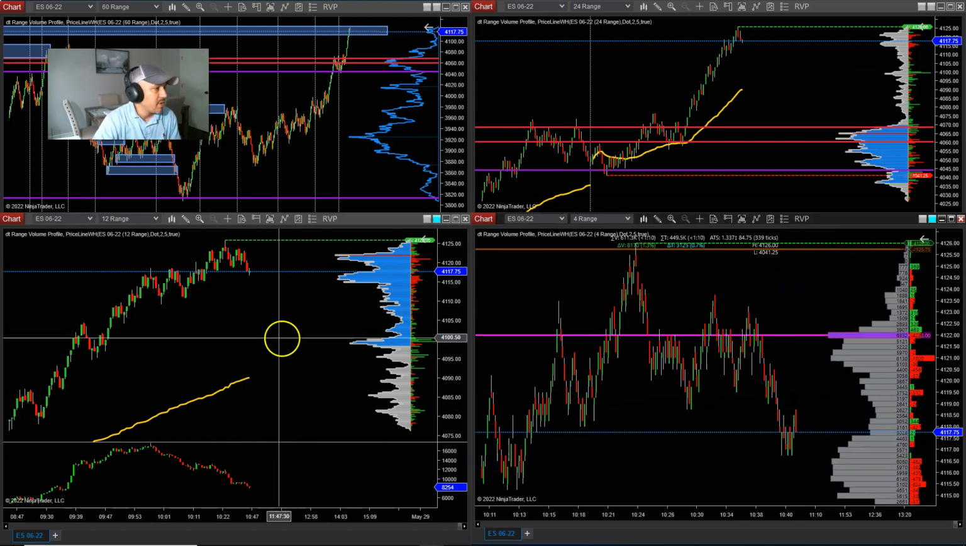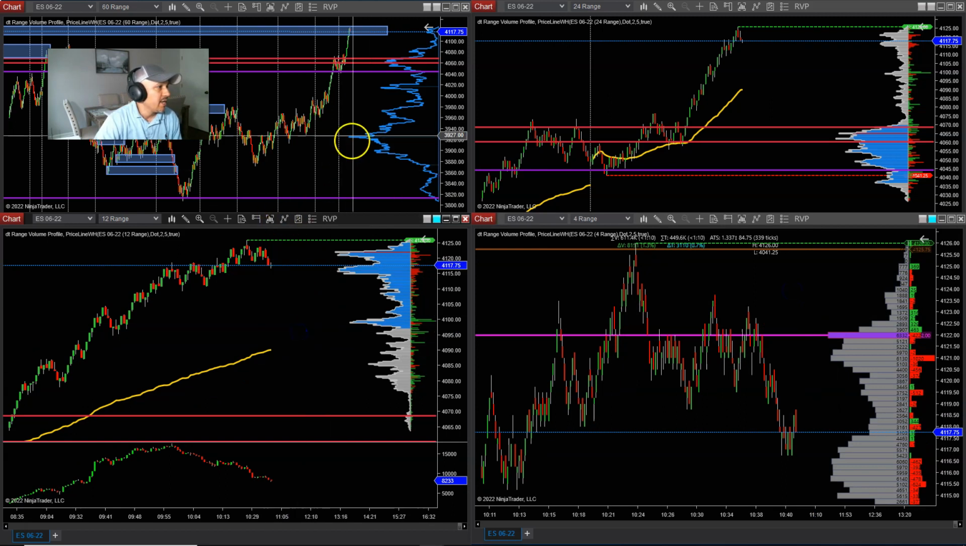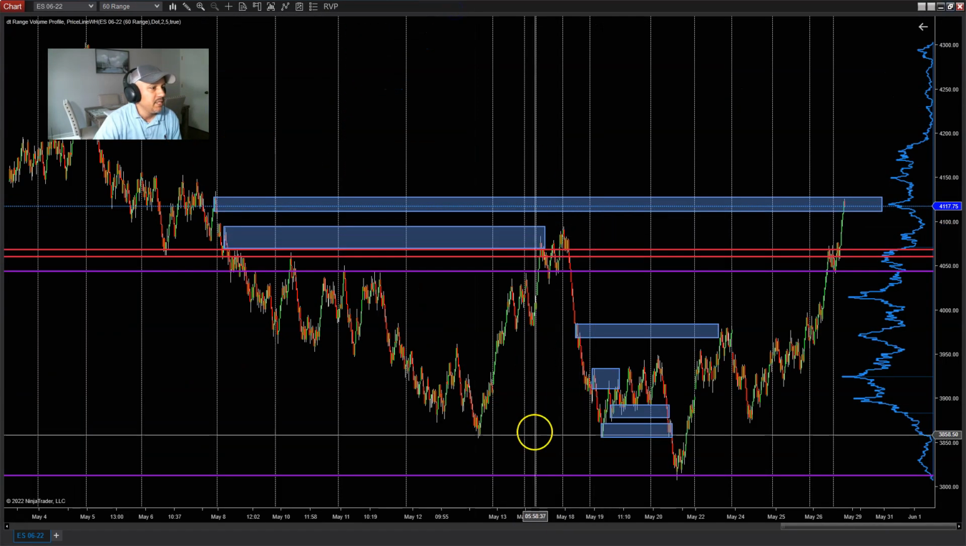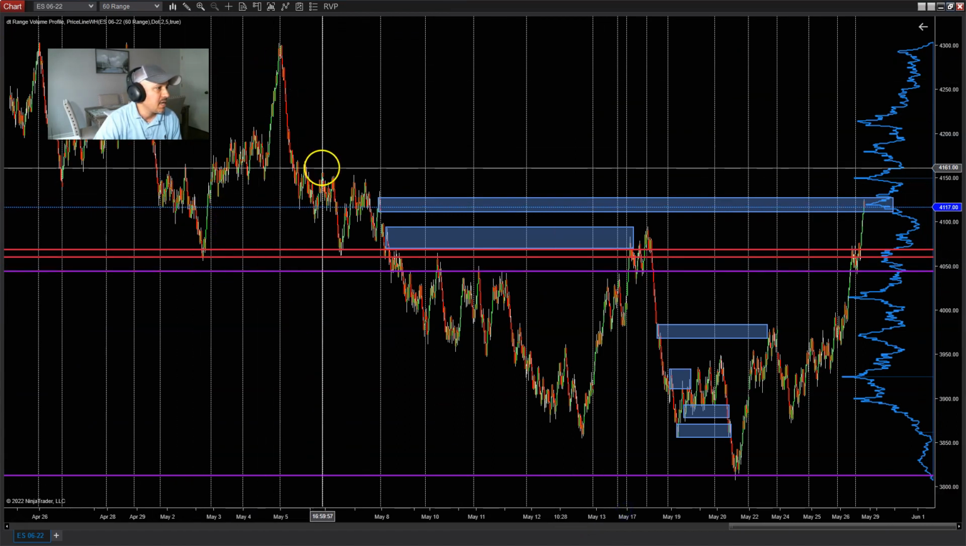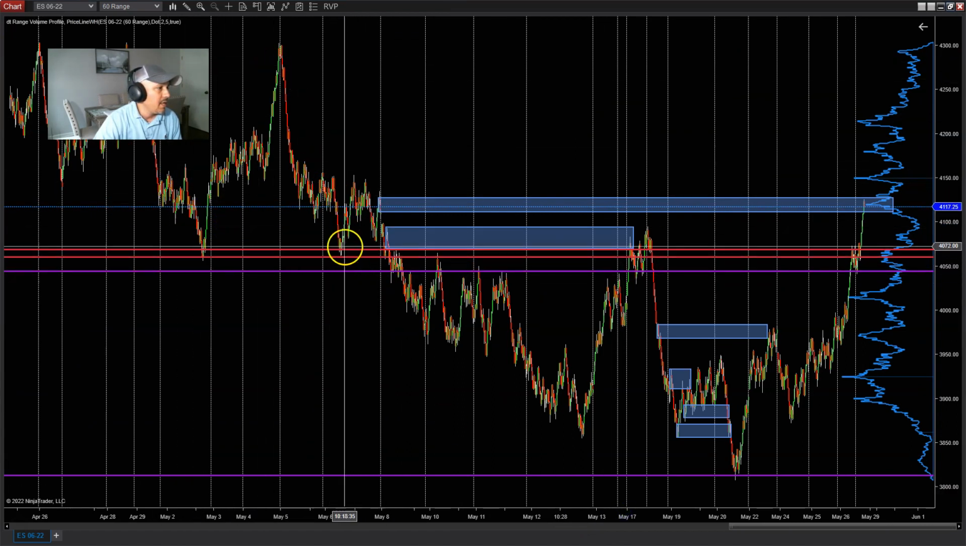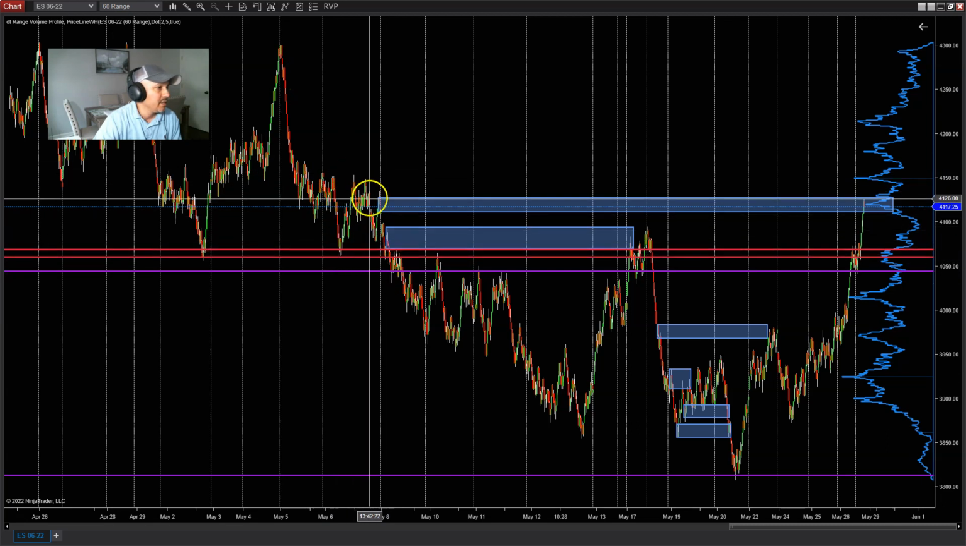But we're so close to the VPOC, so be careful. But yeah, we are hitting an area of supply off of the 60 range chart. We have a big swing to the downside right here, and this is an area of a supporting swing.